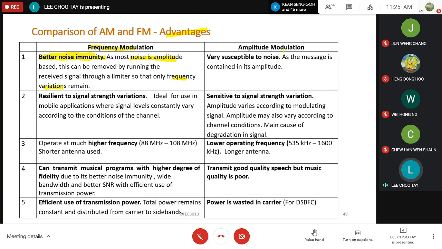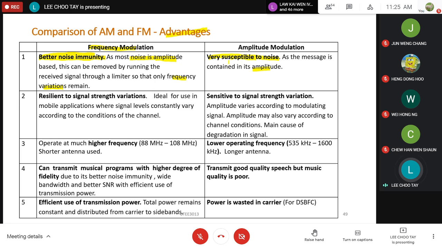Whereas for AM techniques, our message is contained in the amplitude. Therefore, the amplitude modulated signal is very, very sensitive to noise. Any noise will affect your AM signal.